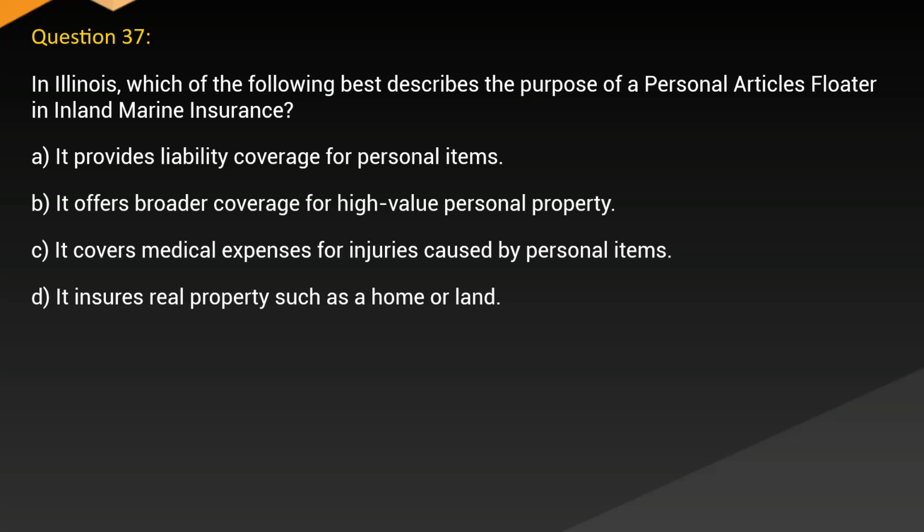Question 37. In Illinois, which of the following best describes the purpose of a personal articles floater in inland marine insurance? A. It provides liability coverage for personal items. B. It offers broader coverage for high-value personal property. C. It covers medical expenses for injuries caused by personal items. D. It insures real property such as a home or land.